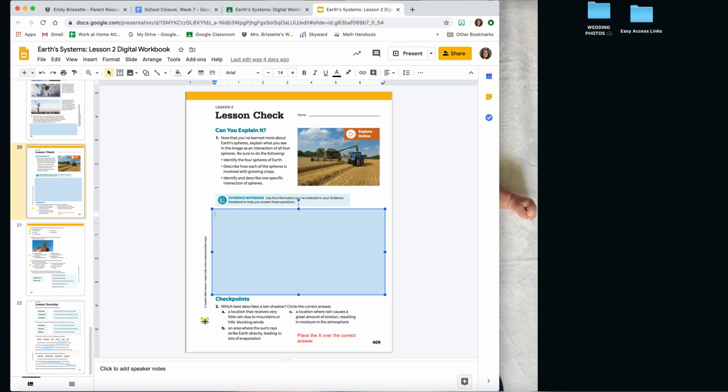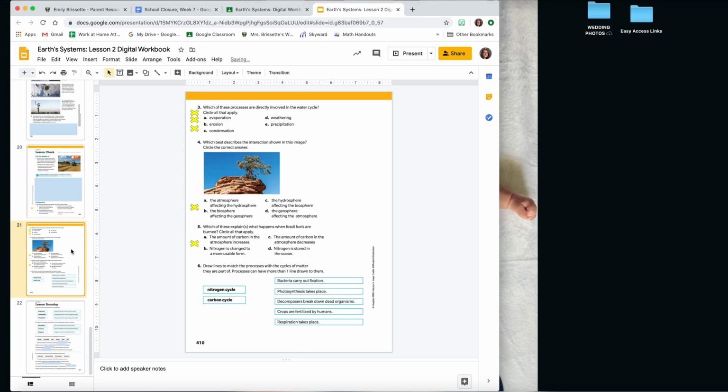Now the rest of these are multiple choice. Go ahead and drag the X over the answer. Some of them that say circle all that apply, I added some extra answers in case there's more than one. Not necessarily saying you need 3, sometimes you will, but up to you. And then this number 6 asks you to draw a line.